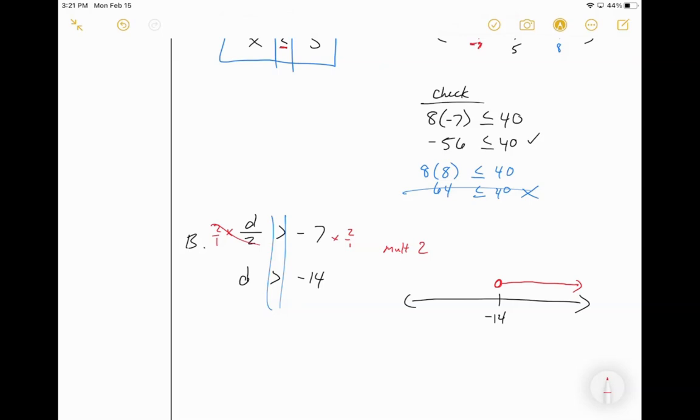Let's just check a number that's greater than -14. We can make things really easy, like a positive number, like 1/2 or something like that. Like all the way over here is the number 1. Is 1 greater than -7? Of course it is. That would check out.